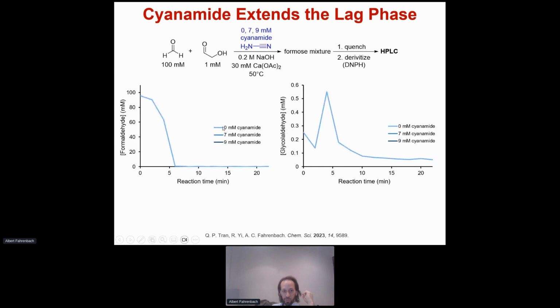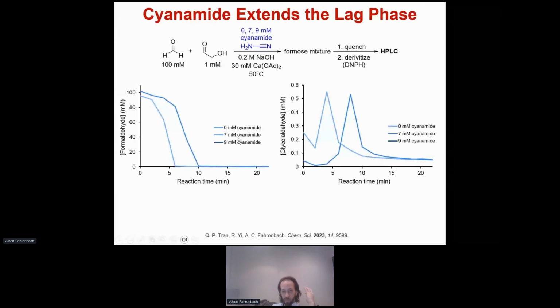So with 0 millimolar cyanamide, you can see that the formaldehyde pretty quickly is depleted, and then you enter into this degradation phase really fast. This graph here just shows the same thing, except it's looking at glycolaldehyde concentration. You get a nice peak, and then as we enter into the yellowing phase, it starts to go down.